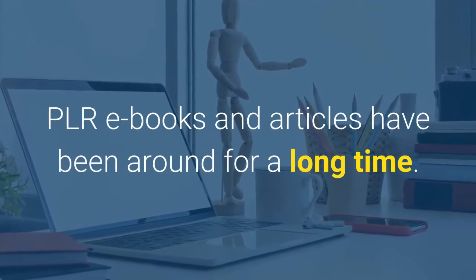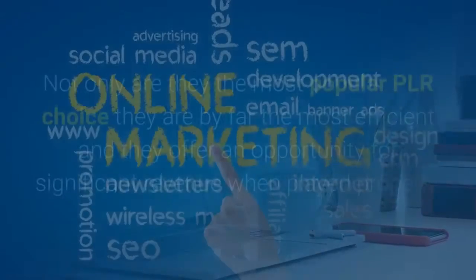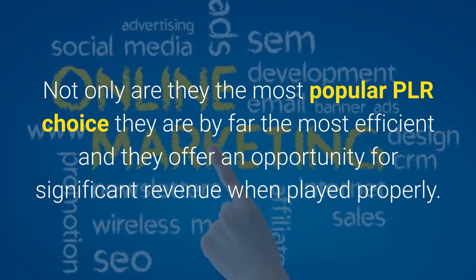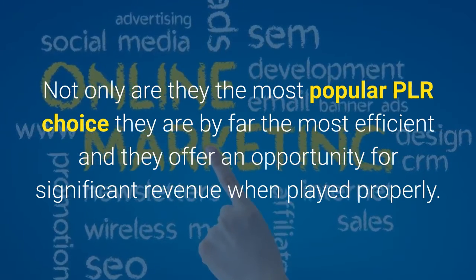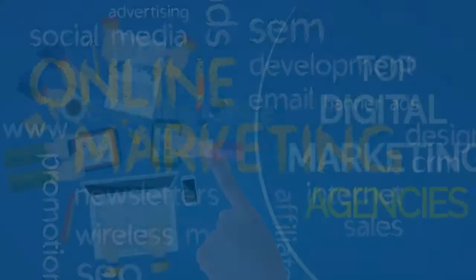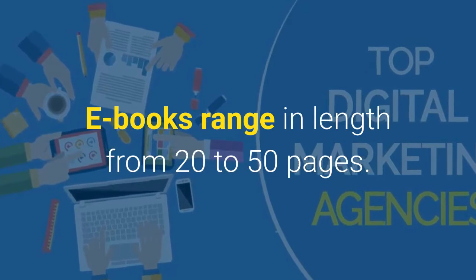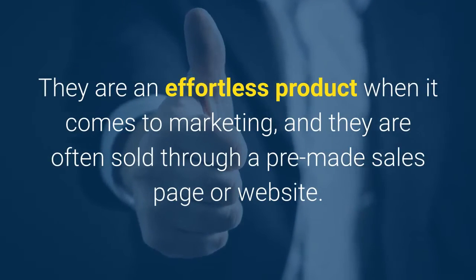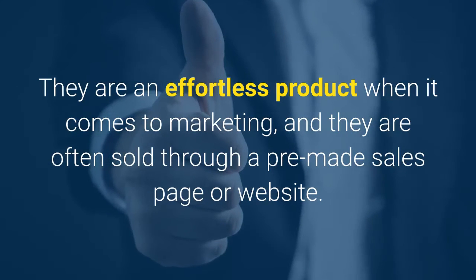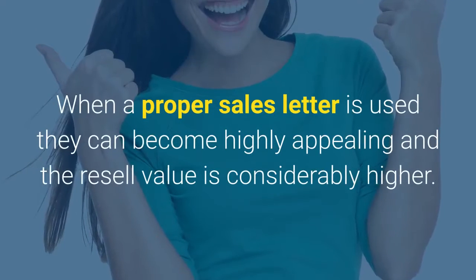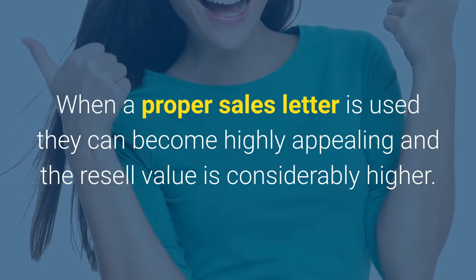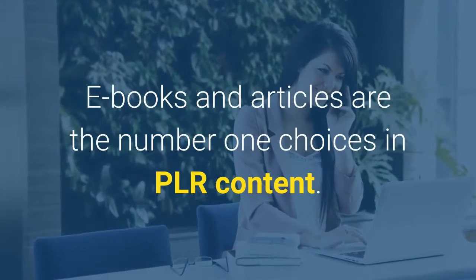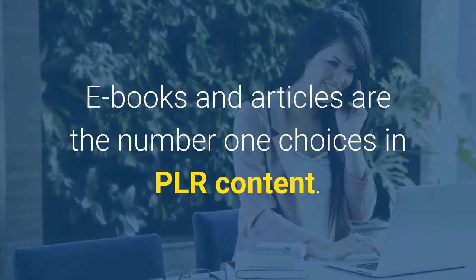PLR e-books and articles have been around for a long time. Not only are they the most popular PLR choice, they are by far the most efficient, and they offer an opportunity for significant revenue when played properly. E-books range in length from 20 to 50 pages. They are an effortless product when it comes to marketing, and they are often sold through a pre-made sales page or website. When a proper sales letter is used, they can become highly appealing and the resale value is considerably higher. E-books and articles are the number one choices in PLR content.